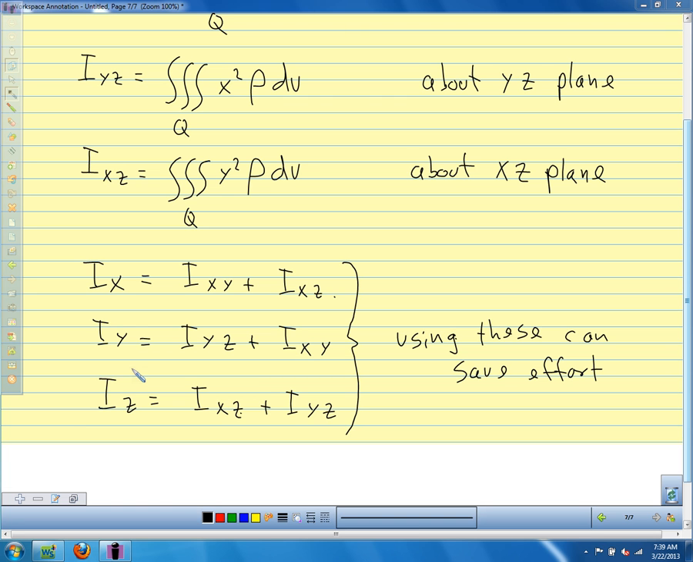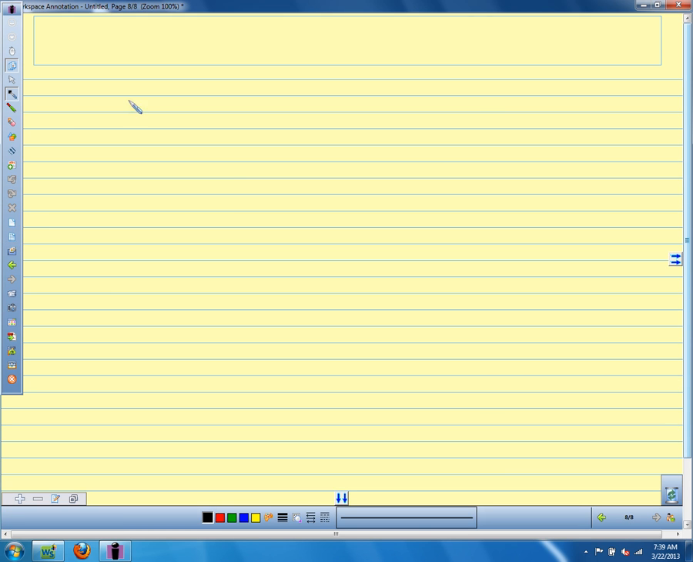Let me do one example here of finding a centroid, and then I will post up a video doing a couple of other examples. I just want to do this one because I want you to see this particular setup.